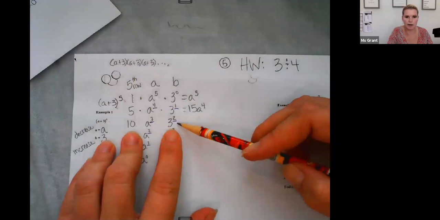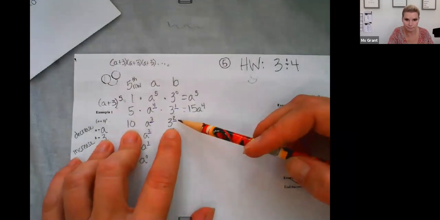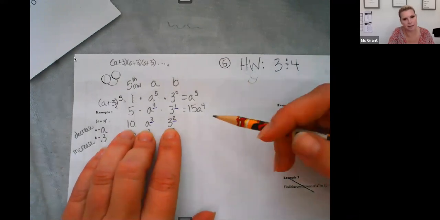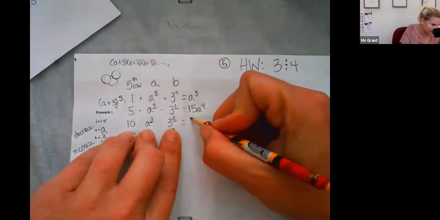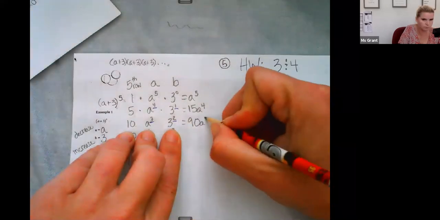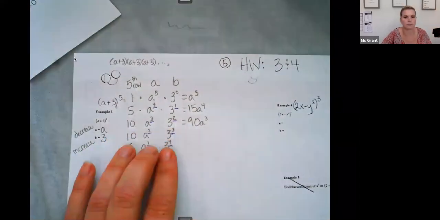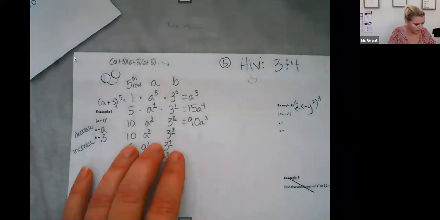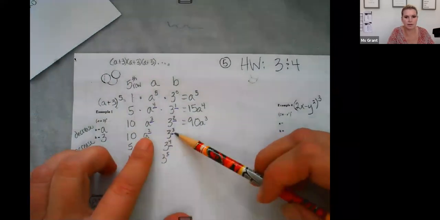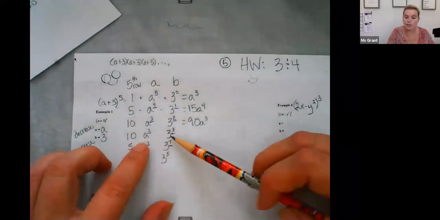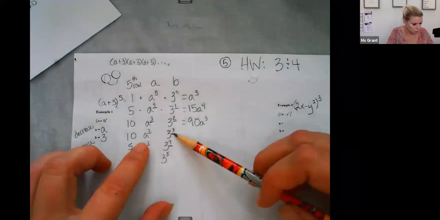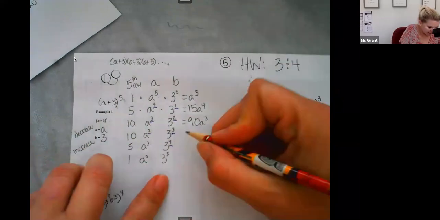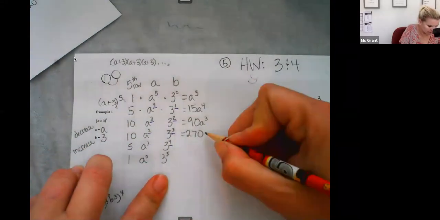10 times 3 squared, 10 times 9 times A to the 3rd. You multiply all 3 of these things together. 10 times A to the 3rd times 9. 90 a to the third. Ten times a squared times 3 to the third. 3 to the third is 27. 27 times 10. 270 a squared.